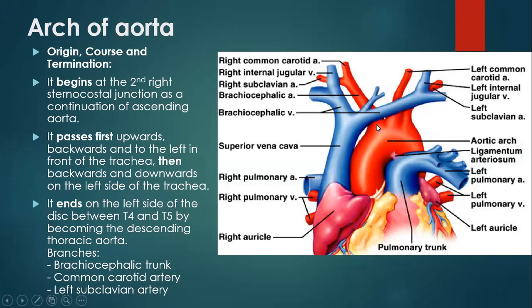First is the brachiocephalic artery, then the left common carotid, this one. Okay, then we have the left subclavian. This is the left subclavian. These are three branches coming from the arch of aorta.